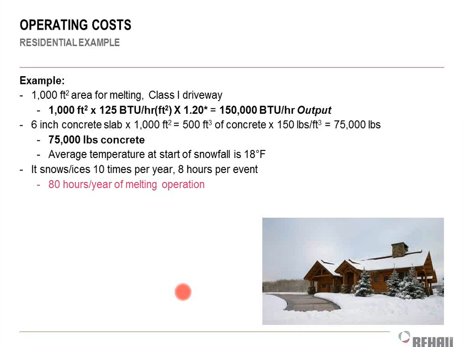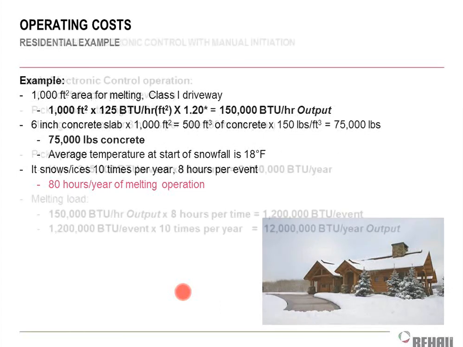And let's say there's 10 times a year that I get snow that's a significant quantity that's worth melting. And let's say it takes 8 hours for the whole snow to fall and for me to finish melting it all off. So it's 80 hours of actual melting time per year.